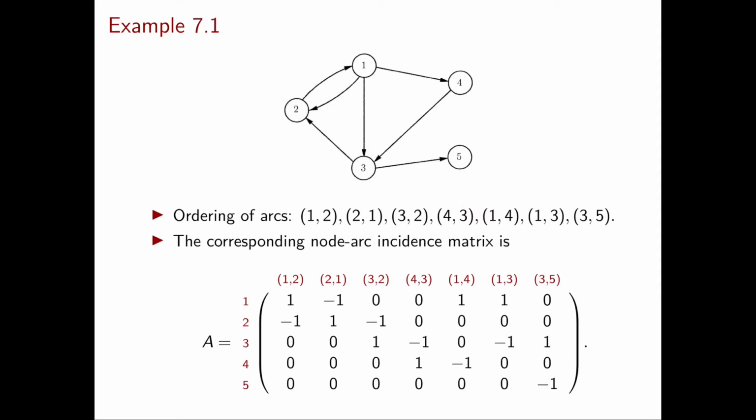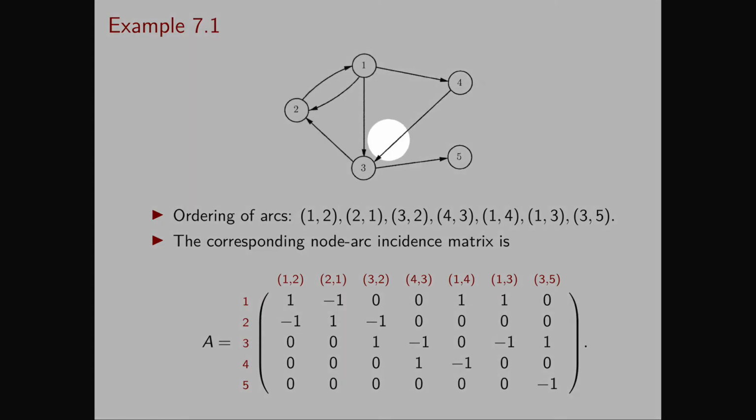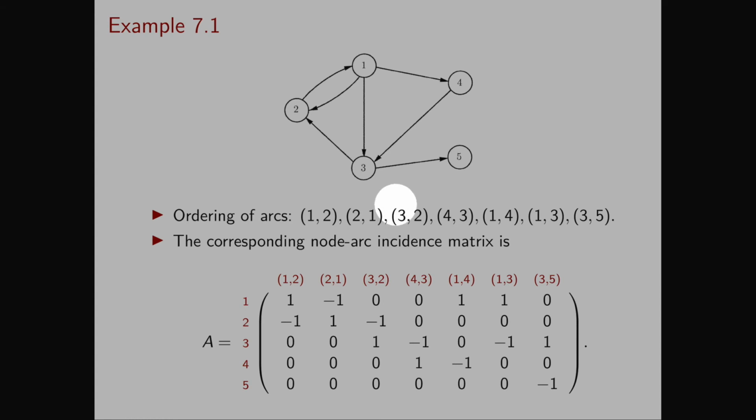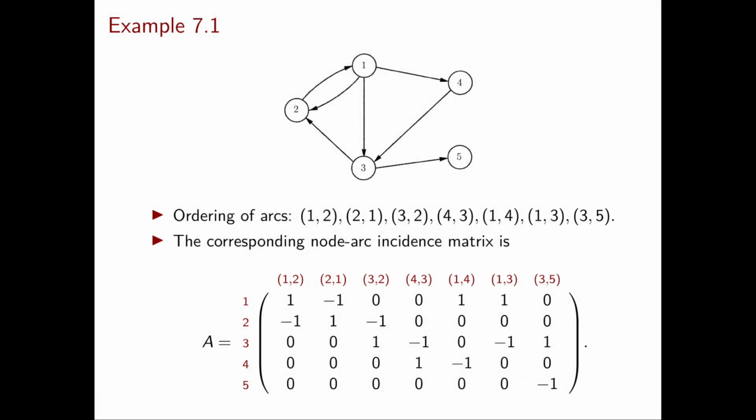Let's immediately see an example. We have a picture here of a directed graph, and we select the following ordering of arcs: (1,2), (2,1), (3,2), (4,3), (1,4), (1,3), and (3,5). Let me remark that you can pick any ordering that you like. Everything you need to do is to be consistent and always use the same ordering for the vector f and for the columns of A.